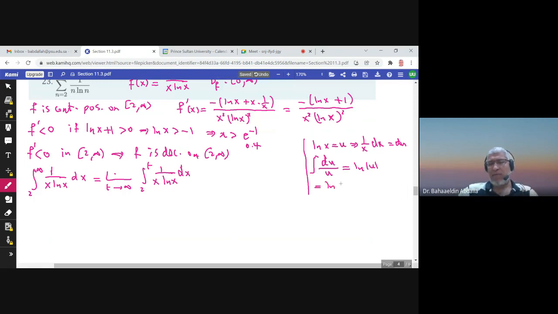so it is ln of ln x. Of course, x starts from 2, so ln x is positive in this case. That's the graph. After 1, ln x is positive. So no need to use the absolute value. So this would be the limit as t goes to infinity. The integral is ln of ln x from 2 to t.